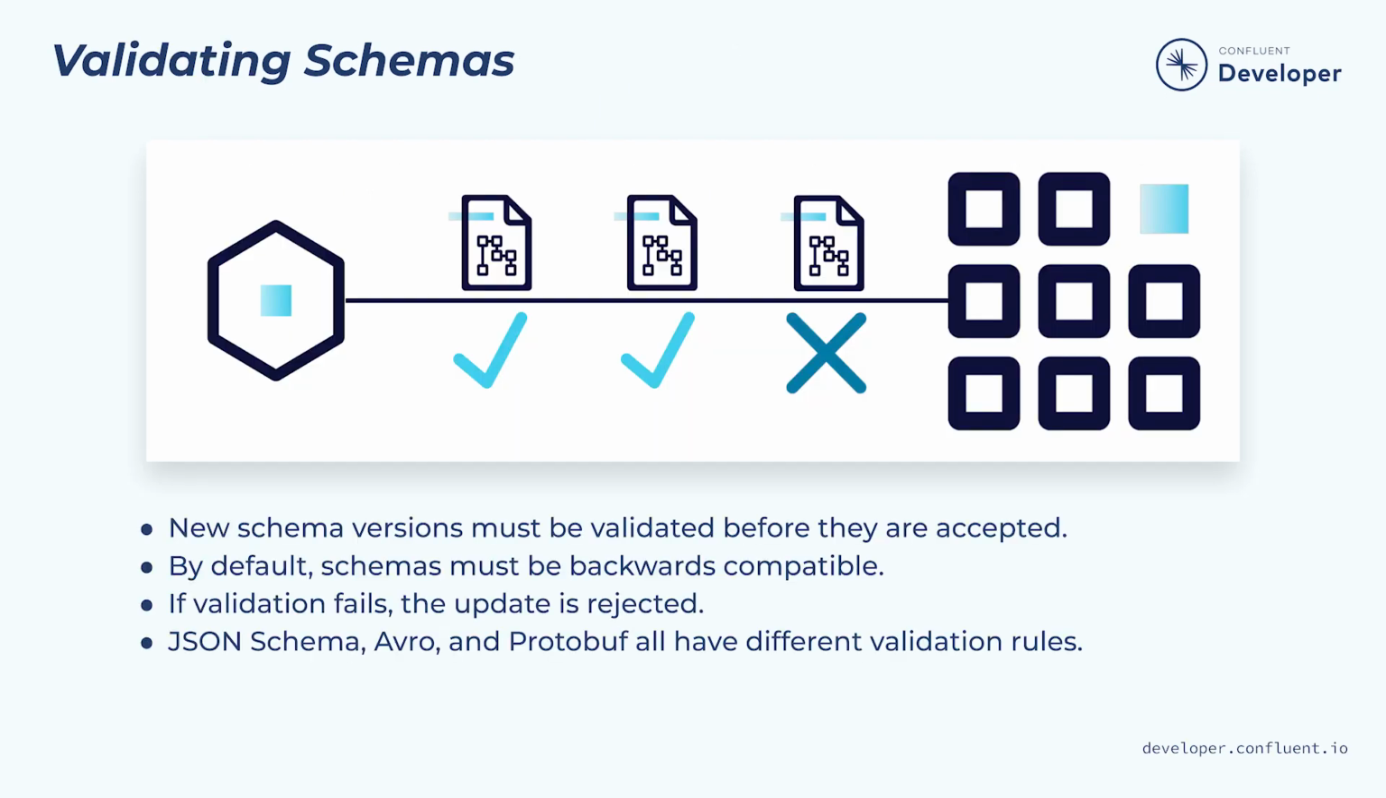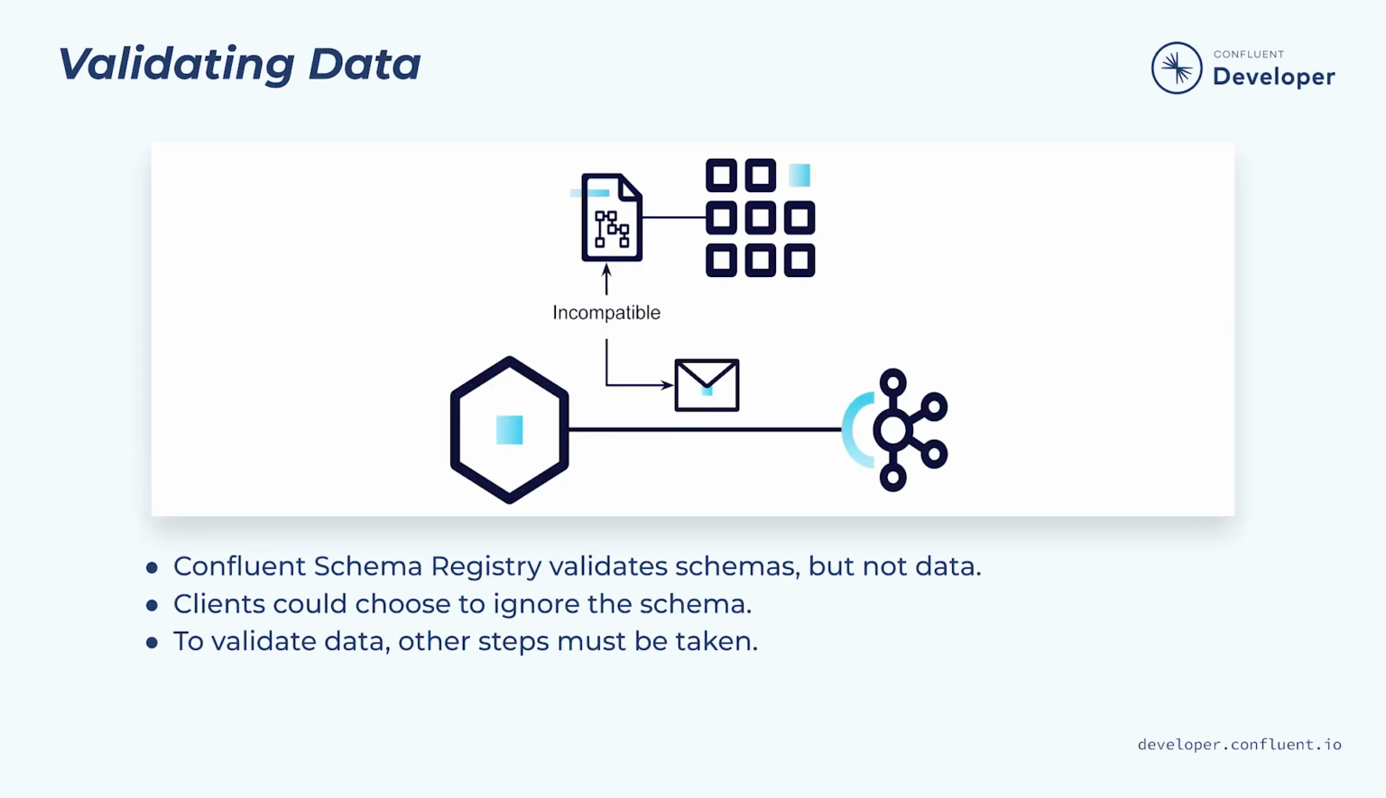Whether we evolve the schema through the UI or the command line, it will first undergo a validation. The validation checks that the schema is compatible with the previous version. If the validation fails, then the schema evolution will be rejected. Depending on whether you use JSON schema, Avro, or Protobuf, different validation rules will be applied. The Confluent Schema Registry will enforce rules that ensure schemas remain compatible from one version to the next.